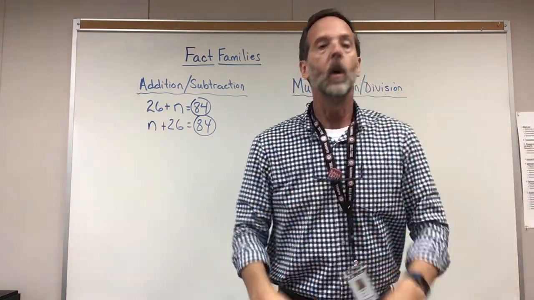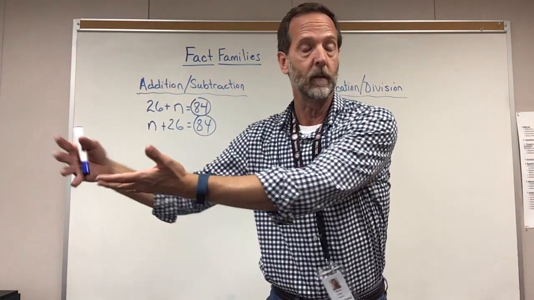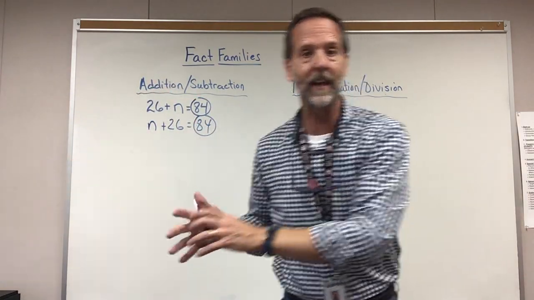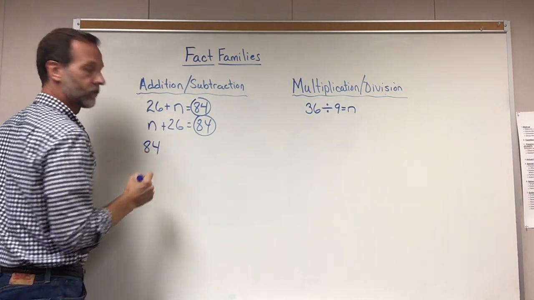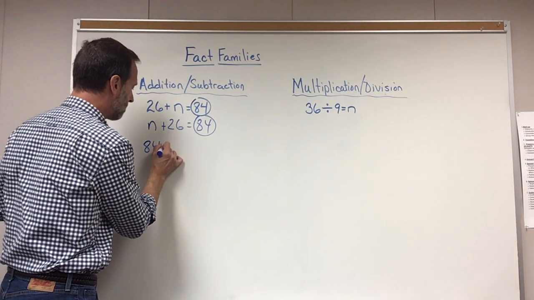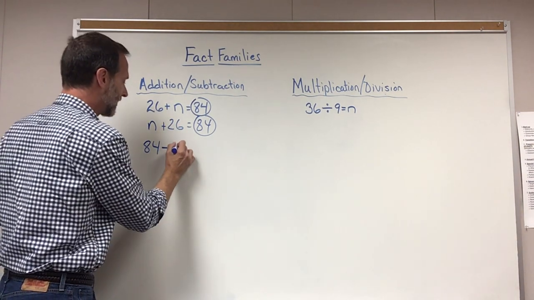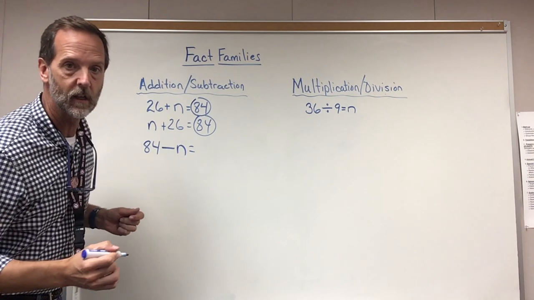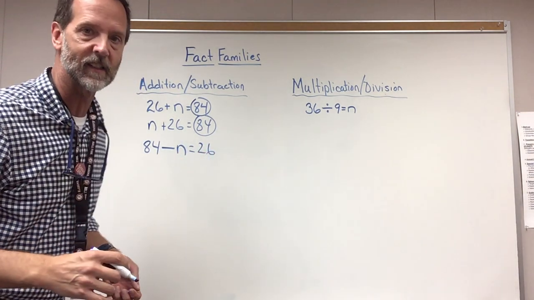Okay? Now, where does your big number come in subtraction? It comes at the beginning, doesn't it? So I've got to take that 84 and I've got to put it in the beginning now. I've got to start with the 84. Okay? So now I'm going to do 84 minus, and now I've got to put these numbers in. If I do 84 minus n, I'm going to get 26. Does that help me figure out n? It really doesn't, does it?